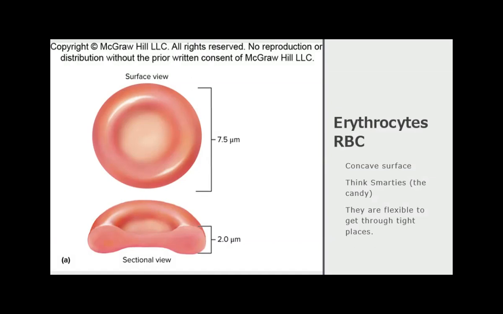Okay, they're your Smarties. They're thicker on the outside and thin on the inside. They get through all kinds of narrow places. Okay, so they are flexible. They bend, they squeeze, they can form their shape in order to get through capillaries, in order to get through sinusoids and the liver and the kidneys.